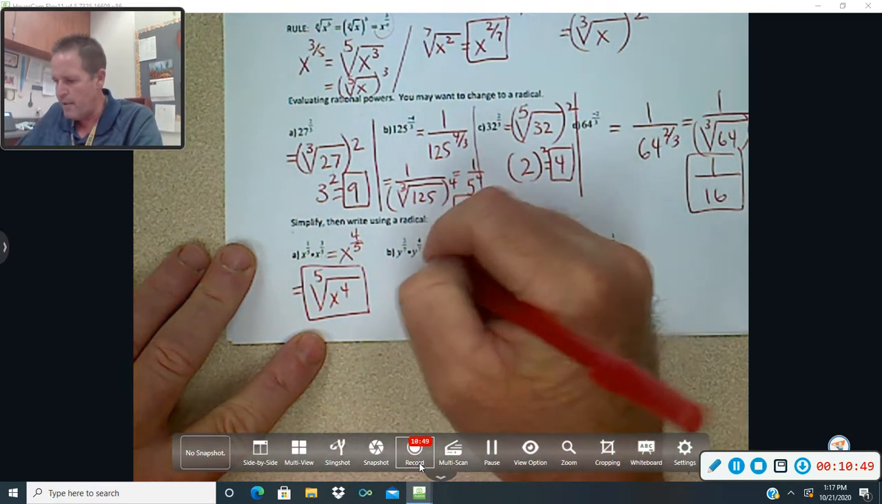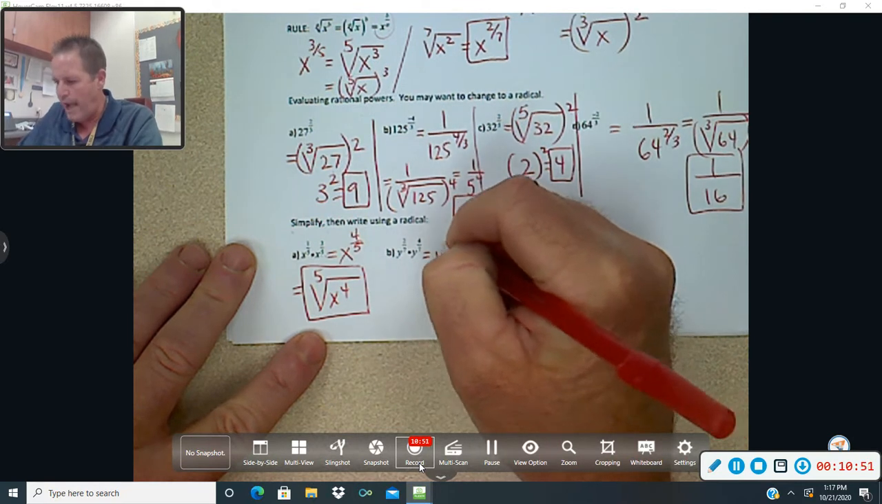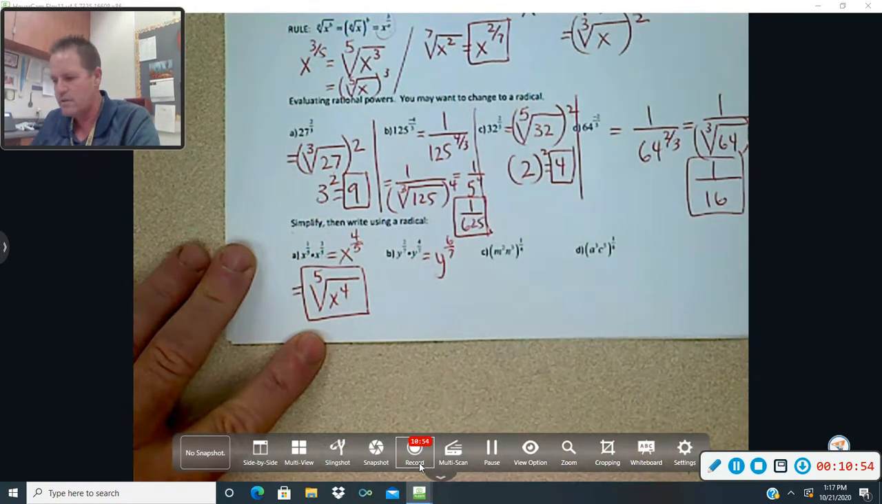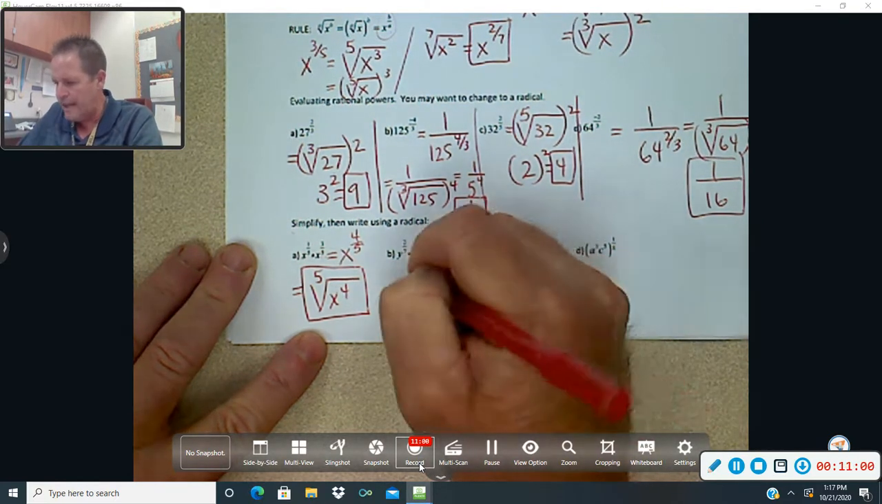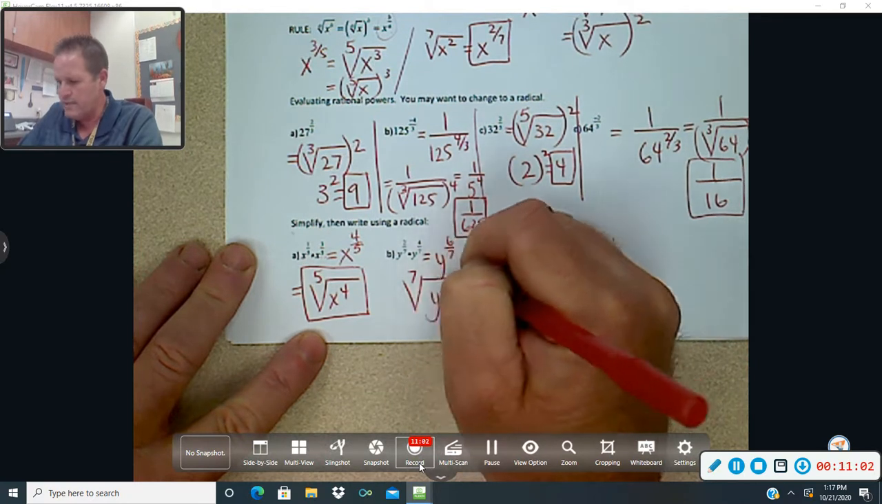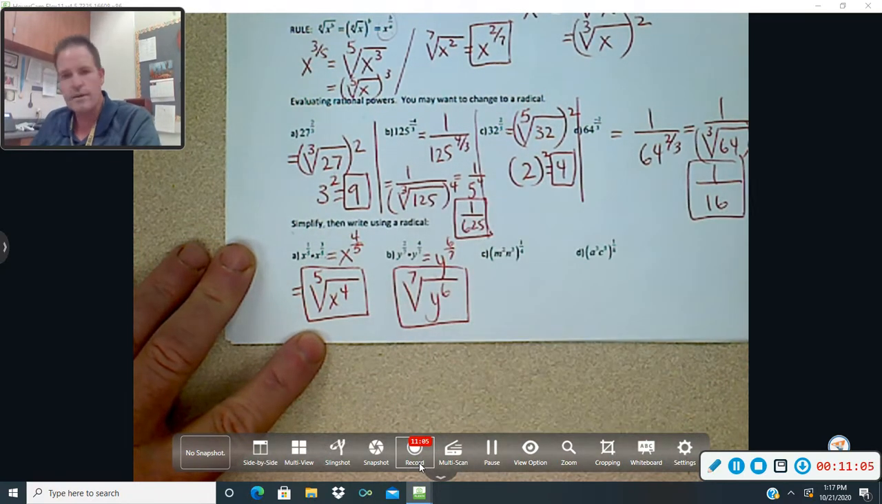Same thing on letter B. We're going to add the exponents, y to the 6/7. 2/7 plus 4/7 makes 6/7. And now we're going to rewrite with a radical, the 7th root of y to the 6th. And there's our answer.